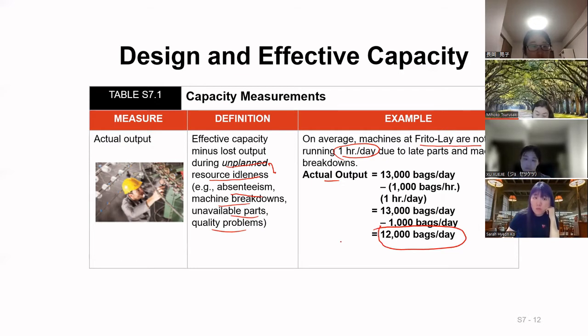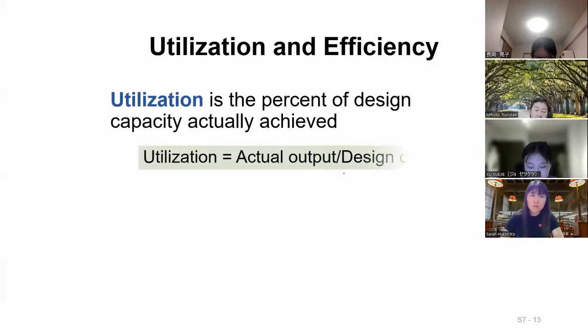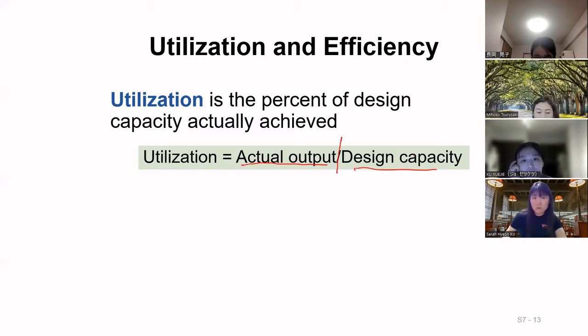So now you have three numbers, right? One is design capacity, another is effective capacity, and now you have actual output. Actual output in reality is what is produced at the end of the day. At the end of the day, this is the output, then you calculate from that. From there, you can calculate what we call utilization. Utilization is, for the production line or the machine, what percent is utilized. It is given by this formula: actual output divided by design capacity.